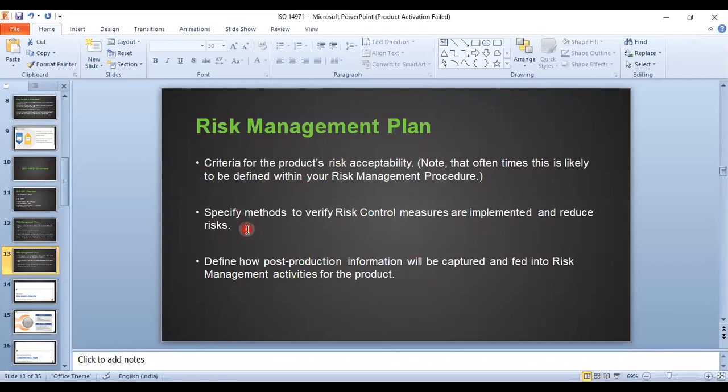And also, not only during manufacturing, we also define how post production information will be captured and fed into risk management activities for the product. All this can be mentioned in the risk management plan. I think you people clearly understood what a risk management plan is. A risk management plan is nothing but a plan to minimize the possibility of occurrence of the risks during manufacturing or post production, right?